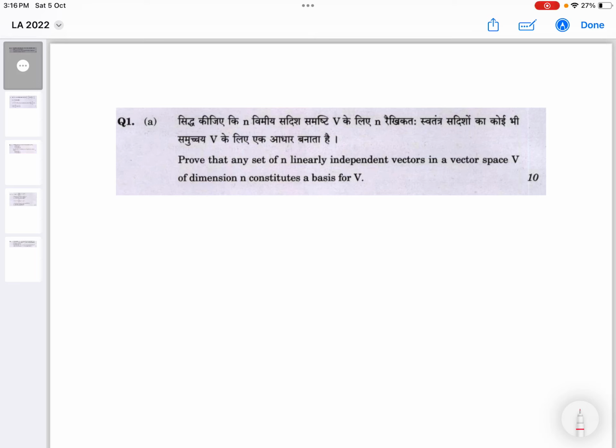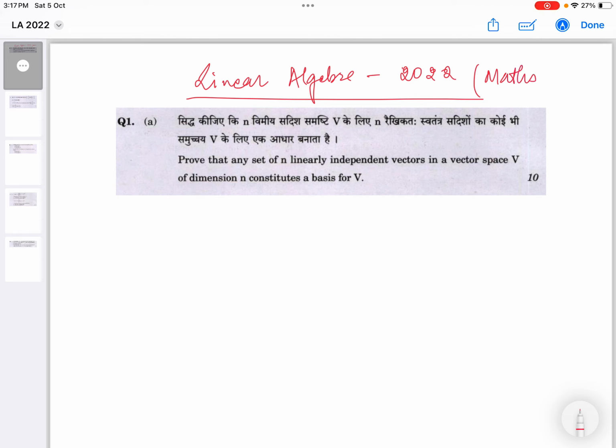Today we'll be solving linear algebra from year 2022 for the ODE for the CSE maths optional PYQs. So let's go. Linear algebra. This is 2022 maths CSE.